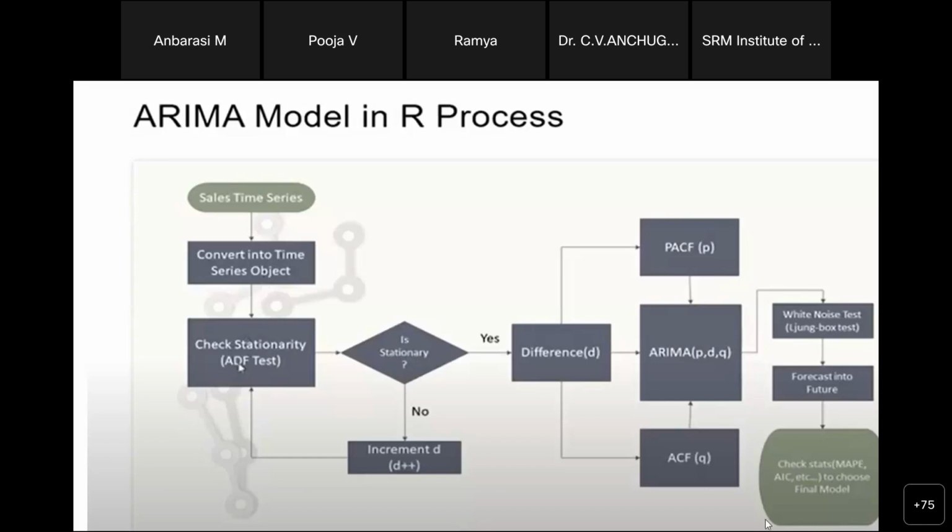Generally the Ljung-Box test is a hypothesis test that is used to check whether the time series contains autocorrelation or not. Based on this check, we can see whether correlation is there in the given datasets, and then we can predict the future value. These are all the steps we have to go through.